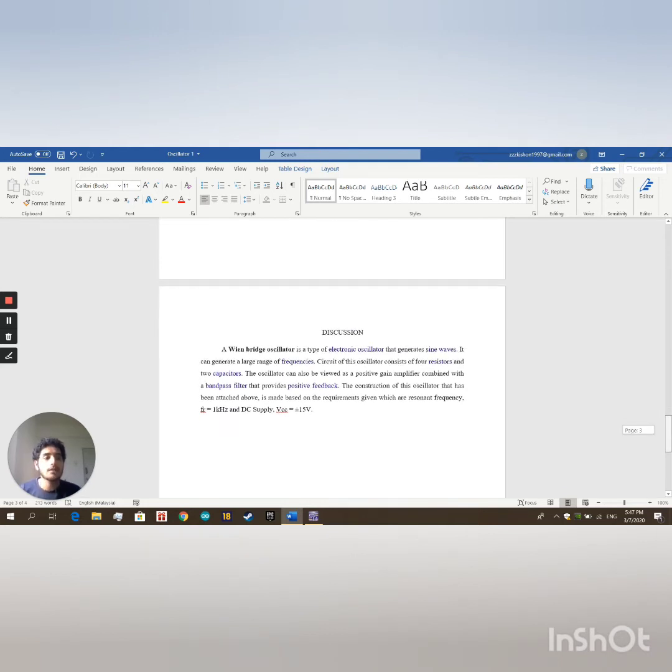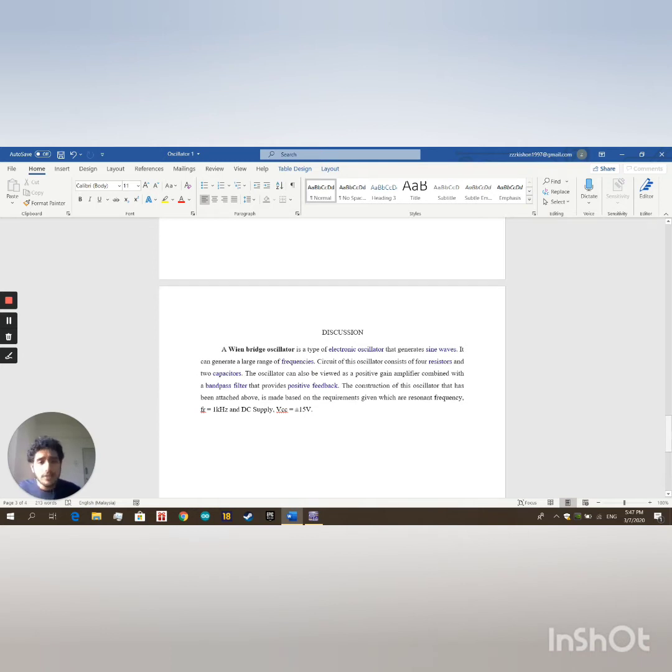What I can conclude and discuss for this oscillator circuit is that a Wien Bridge oscillator circuit is a type of electronic oscillator that generates a sine wave. It can generate a large range of frequencies. For my circuit design and construction, I have included 4 resistors and 2 capacitors. The oscillator can also be viewed as a positive gain amplifier combined with a band pass filter. It can also provide positive feedback.